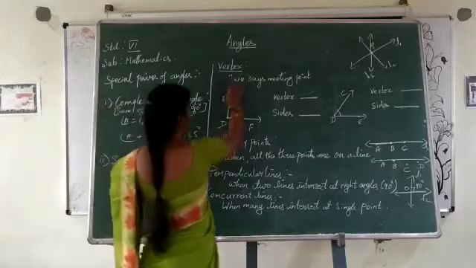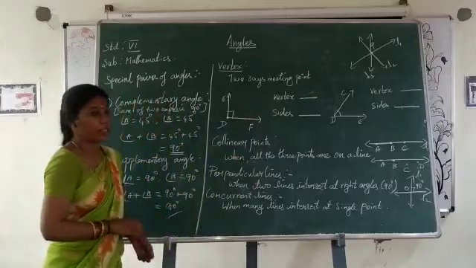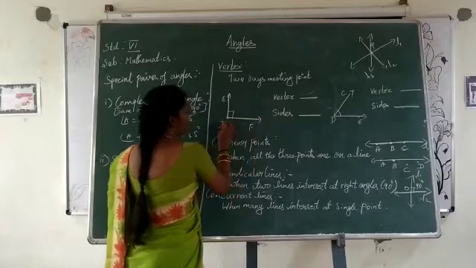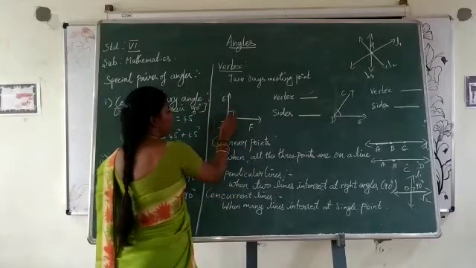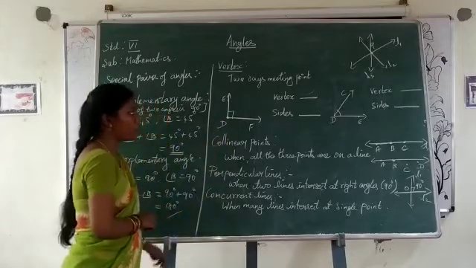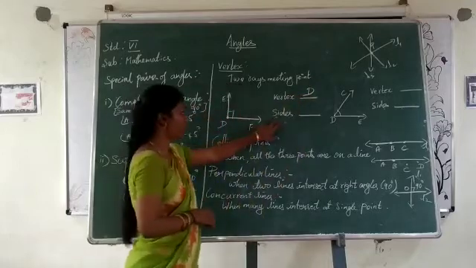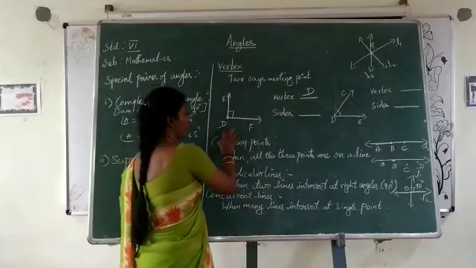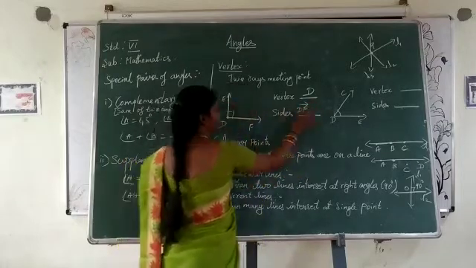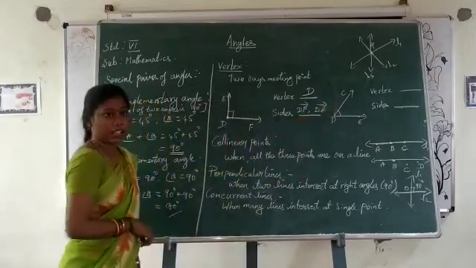And next one is vertex. Two rays meeting at the same point is known as a vertex. Consider this one. Here, two rays DF and DE are meeting at a common point D. It is known as the vertex of an angle. So here the vertex is point D. Next one, sides. Here the two sides are DF and DE. These are the two sides of the given angle.